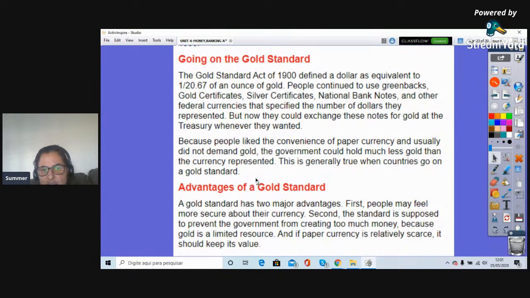What is the advantage of a gold standard when a country goes on gold standard? A gold standard has two major advantages. First, people may feel more secure about their currency. Why? Because each dollar has gold to back it up. Second, the standard is supposed to prevent the government from creating too much money because gold is a limited resource, it's scarce. And if paper currency is relatively scarce, it should keep its value.